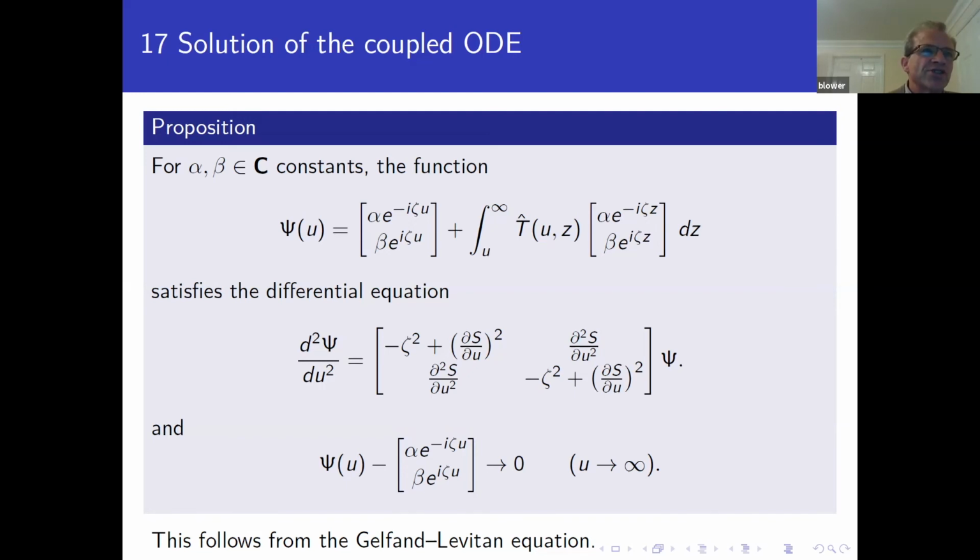This satisfies the differential equation d squared psi by du squared, and the matrix differential equation has got minus zeta squared on the diagonal and (ds by du) all squared on the diagonal, and the cross diagonal terms are the second derivatives of s with respect to u squared. Also, when you take u large, the main term is basically given by the first summand, and the integrated term is relatively small.